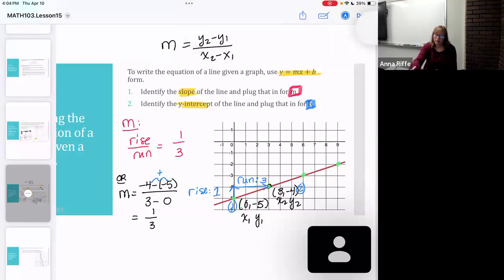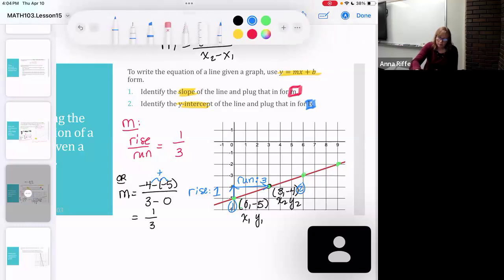All right, so we have the slope. If we have the y-intercept, that's enough for me to write my equation. The y-intercept is the place where the graph crosses the y-axis. We've actually already noted it right here.